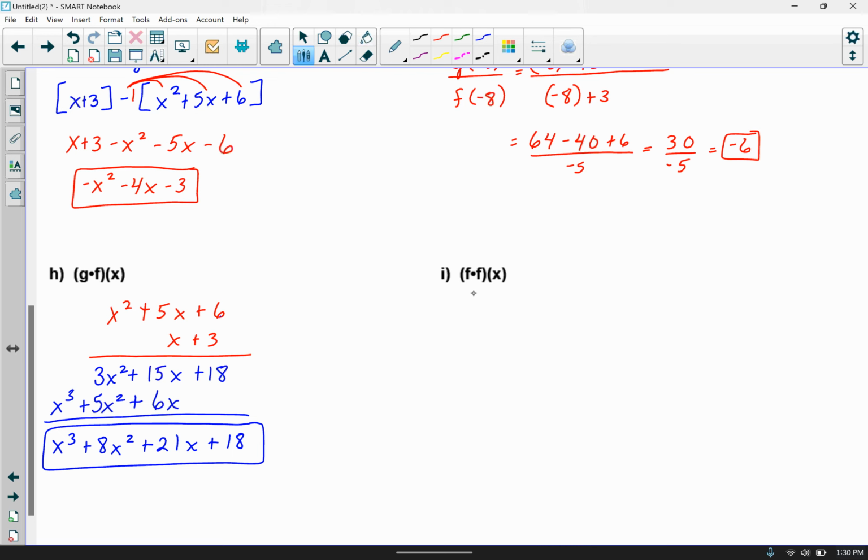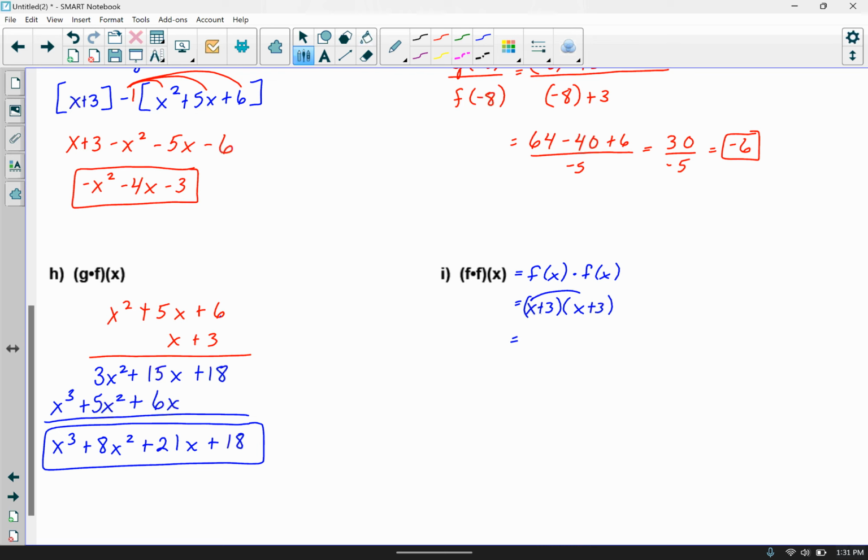All right. And then lastly here in letter I, it just says to take f and multiply it times itself. So this means f of x times f of x. Both of those are binomials, meaning they have two terms. So in this case, it just makes sense to write them side by side and then FOIL, right? Do your first, outside, inside, last.